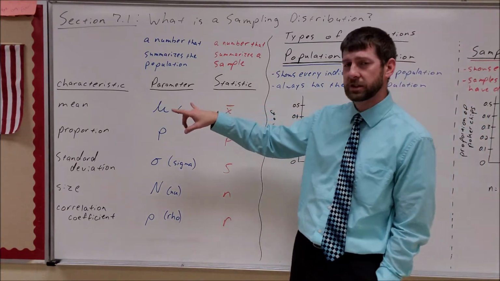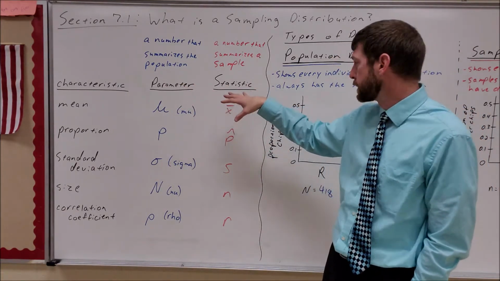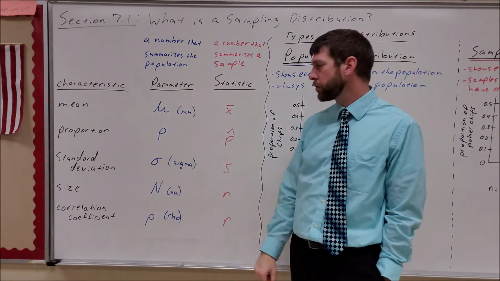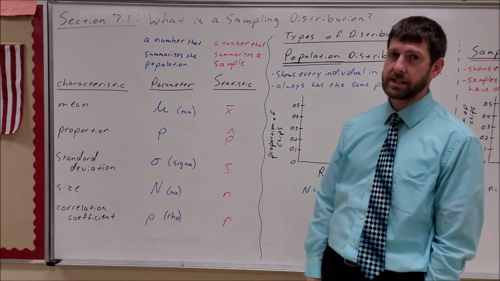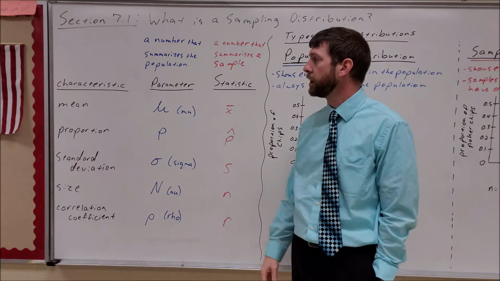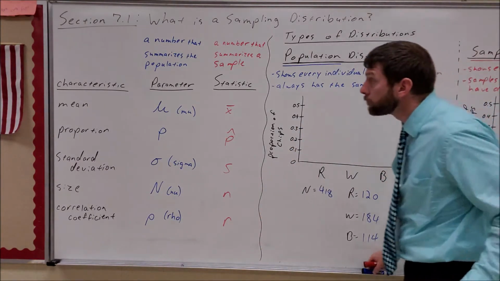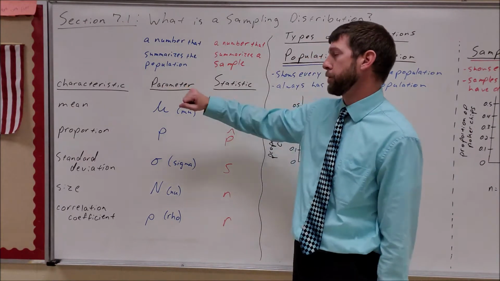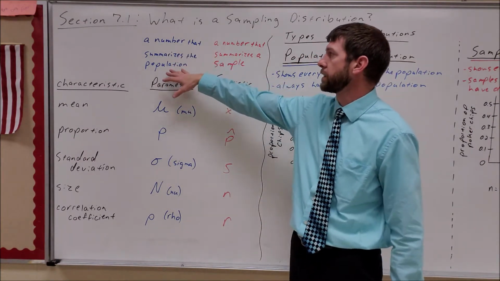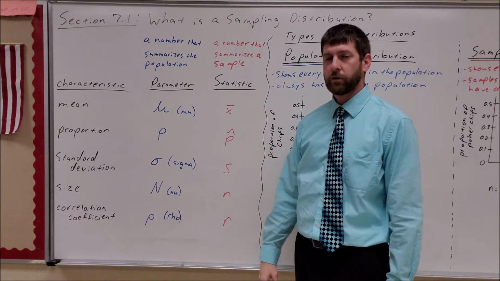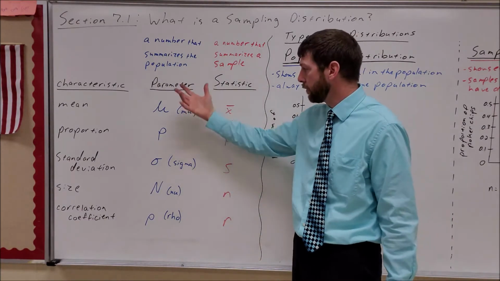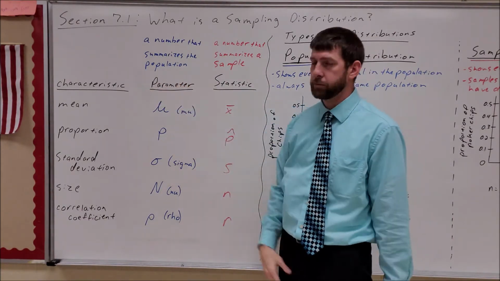So first thing I want to do is talk about the difference between a parameter and a statistic. We've used both of those words before, and we've used some of these symbols at different times. I just want to go into a little more detail. A parameter is a number that is summarizing the population. So if I wanted to talk about the entire population, I would use mu to talk about the mean.